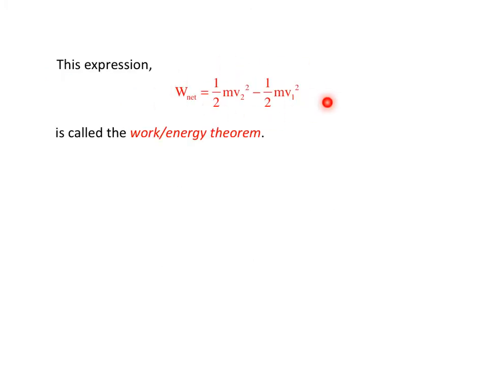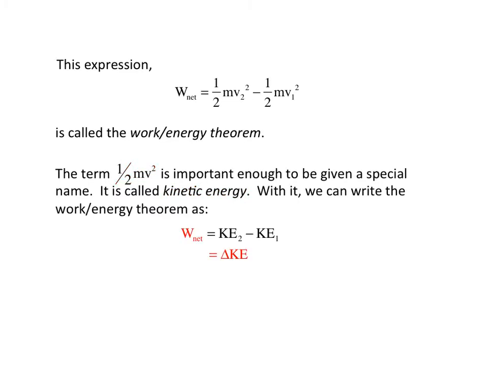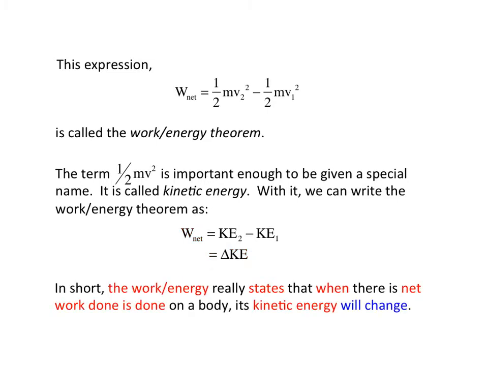This relationship is called the work energy theorem. In fact, this 1/2 mv squared term is considered important enough to be given a special name. It's called the kinetic energy of the body at the particular point in time. So it's not uncommon to have people express the work energy theorem as the net work equaling the change in the kinetic energy of the body. Put a little differently, what the work energy theorem actually states is that when some net amount of work is done on a body, its kinetic energy will change.